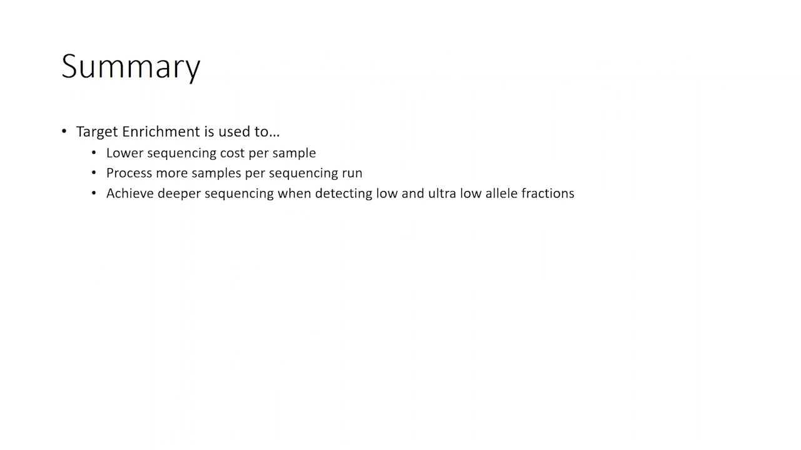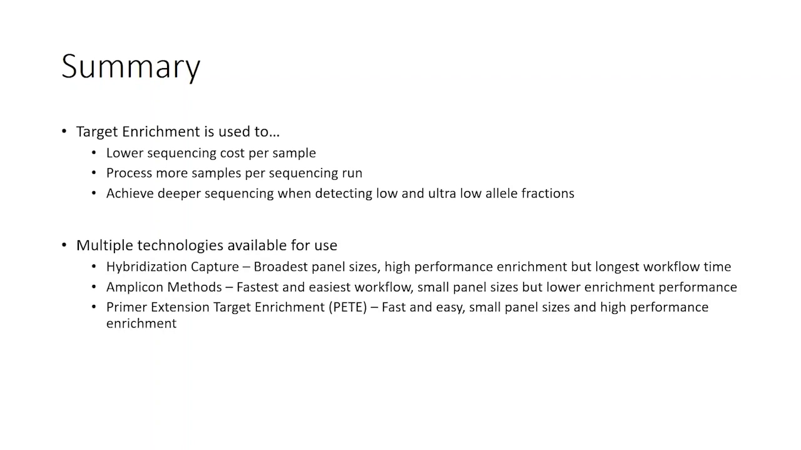So, in summary, target enrichment is used to lower sequencing costs per sample. It allows you to process more samples per sequencing run, and you can achieve deeper sequencing when detecting low and ultra-low allele fractions. Multiple technologies are available for use. There's hybridization capture, which offers the broadest panel sizes and highest performance, but also has the longest workflow time. There are amplicon methods, which are the fastest and easiest workflows. They cover small panel sizes, but have lower enrichment performance compared to hybridization capture.